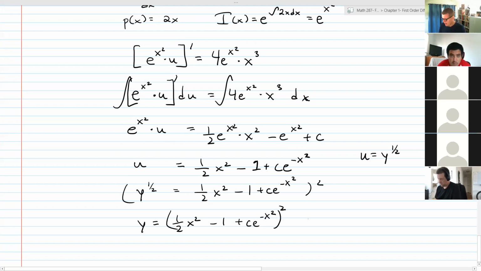This is fine. It's in terms of y. If you needed to solve for c, you could. It wouldn't be all that terrible at that point. So this is completely solved, and that's your general solution.